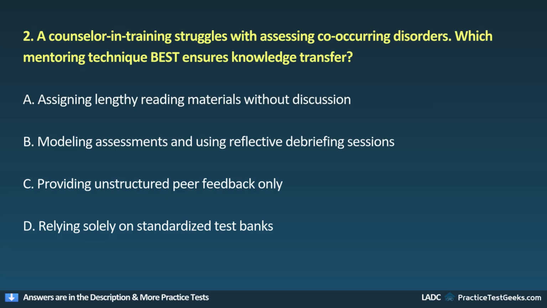2. A counselor in training struggles with assessing co occurring disorders. Which mentoring technique best ensures knowledge transfer? A. Assigning lengthy reading materials without discussion. B. Modeling assessments and using reflective debriefing sessions. C. Providing unstructured peer feedback only. D. Relying solely on standardized test banks.